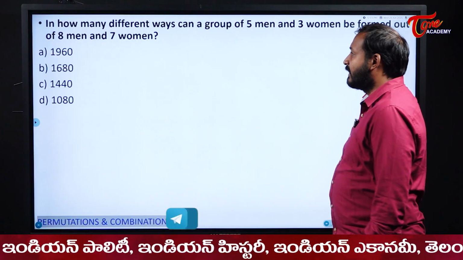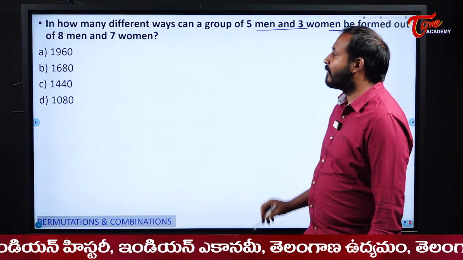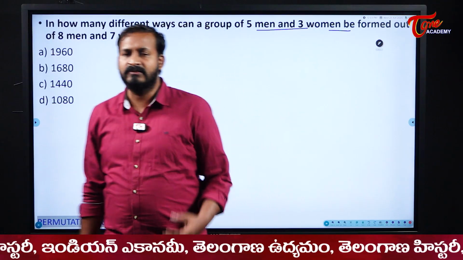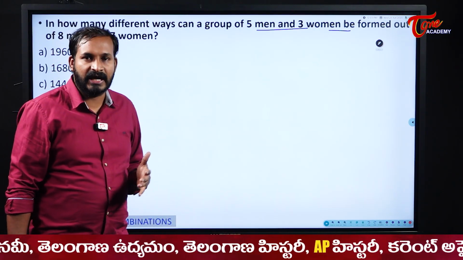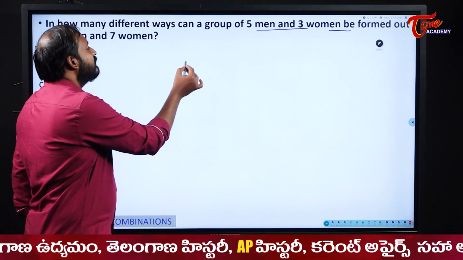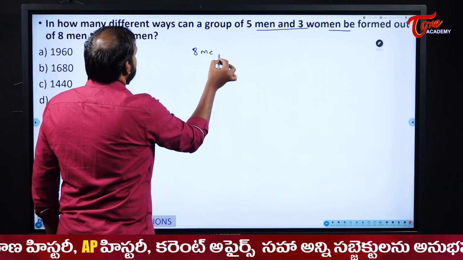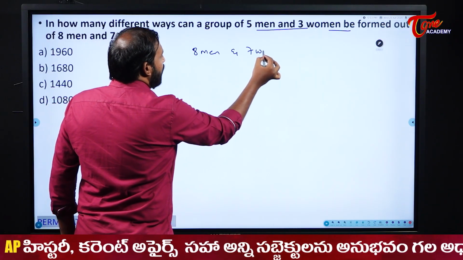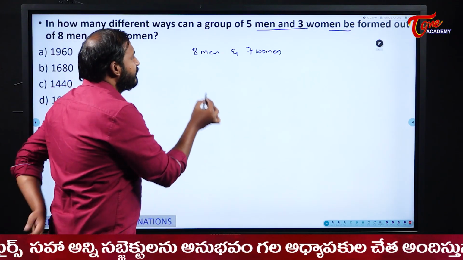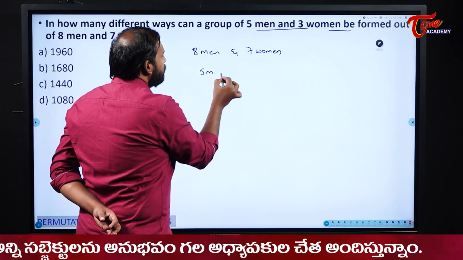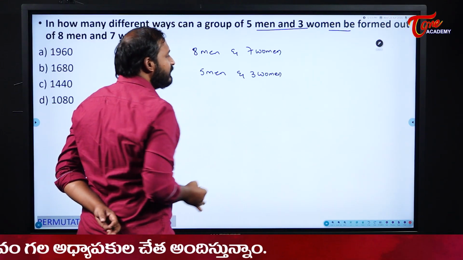Okay. Next one. In how many different ways can a group of 5 men and 3 women be formed out of 8 men and 7 women? More or less the same concept as our previous one. Pause the video and try to get the answer, students. Available for me are 8 men and 7 women. From them I need to choose 5 men and 3 women.